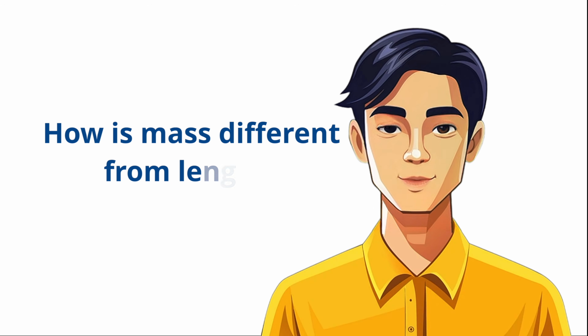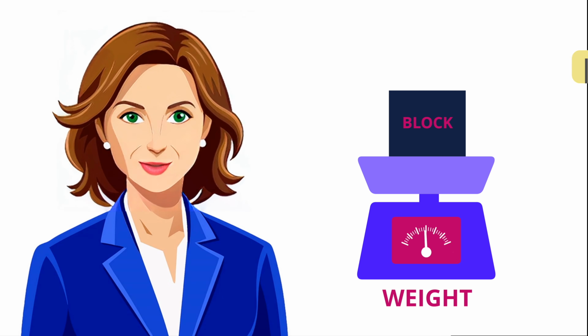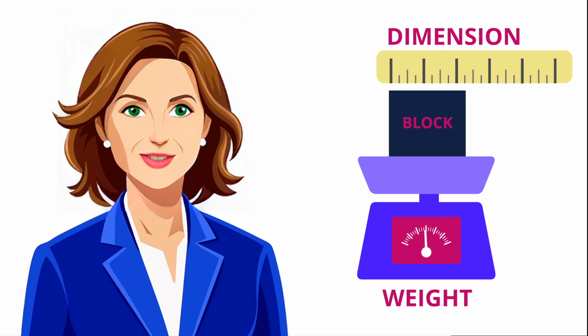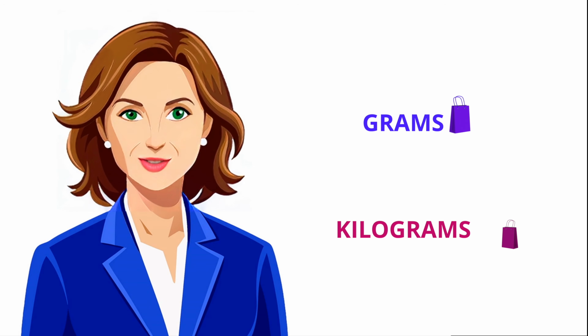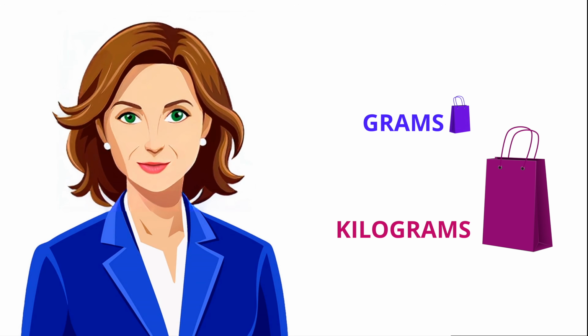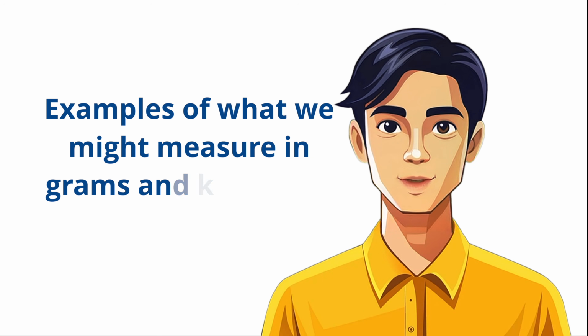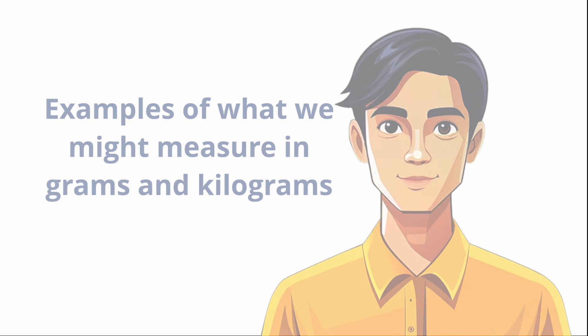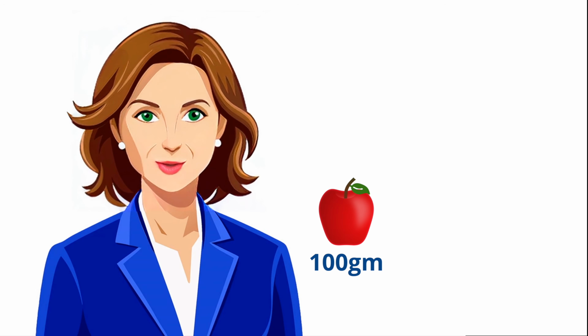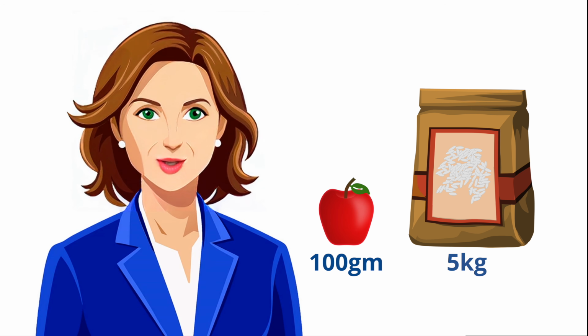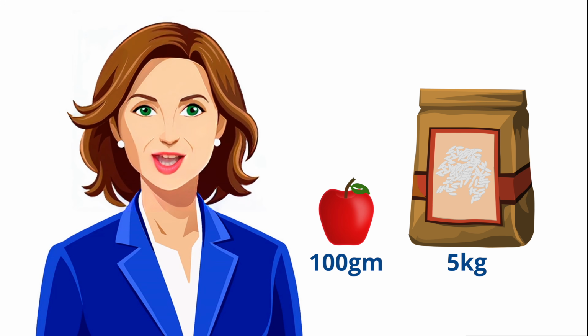Now let's talk about mass. How is it different from length? Mass is the measure of how heavy something is, while length measures distance or size. We measure mass in grams and kilograms. For very light objects, we use grams, while heavier things are measured in kilograms. Could you give some examples of what we might measure in grams and kilograms? Certainly. A small apple might weigh around 100 grams, while a bag of rice might weigh 5 kilograms. So grams are for lighter items and kilograms for heavier ones.